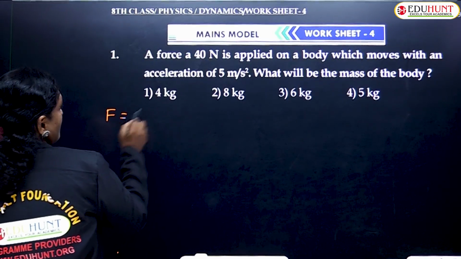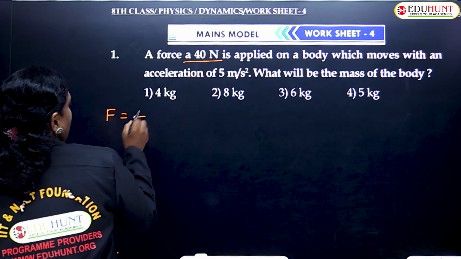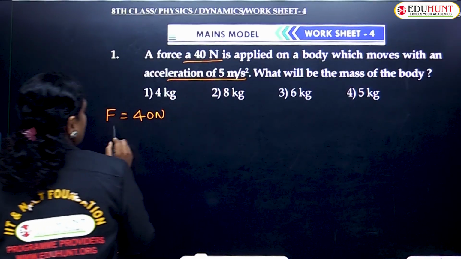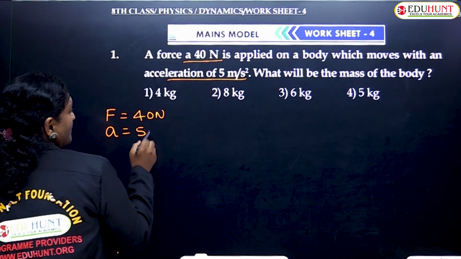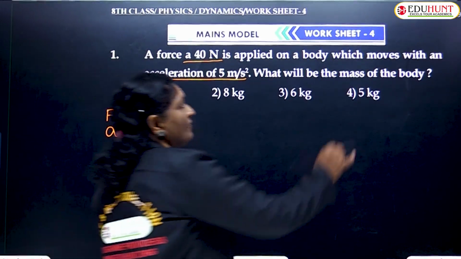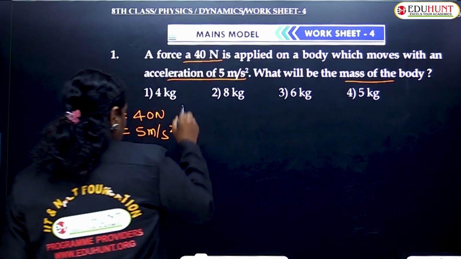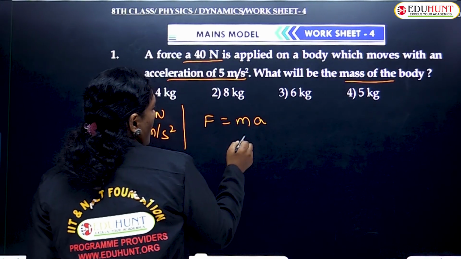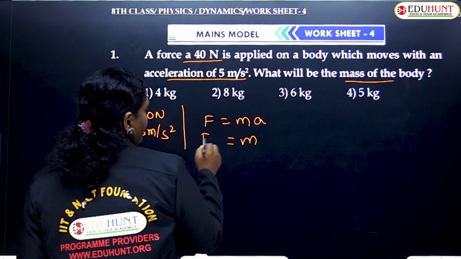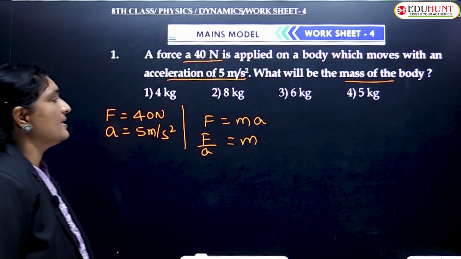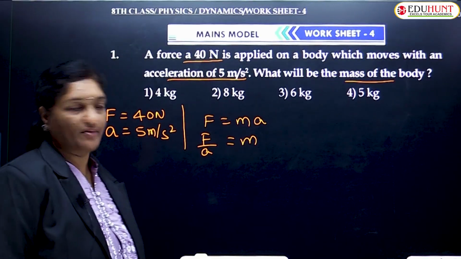What is the given condition? First condition, force is given as 40 Newton, and second condition, acceleration is given as a equals 5 meter per second square. This is only the given data, and you are asked to find the mass of the body. So children, we know the formula F equals MA, or M equals F by A, isn't it? So what is the formula for M? M equals F by A, which you need to find out.